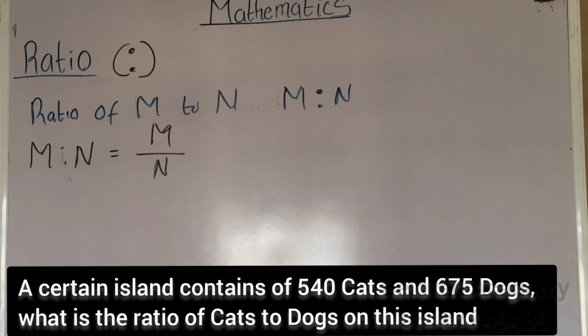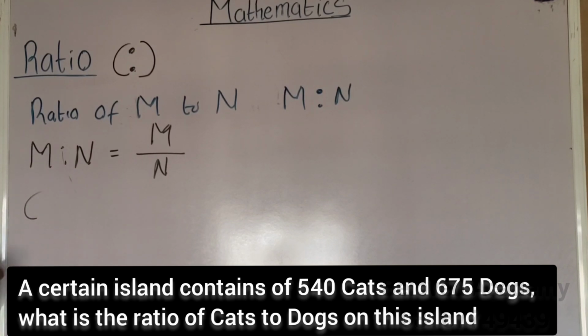Now, a certain island contains 540 cats and 675 dogs. What is the ratio of cats to dogs on this island? Now, pay attention. We have been informed in the question that the total number of cats on the island is 540.